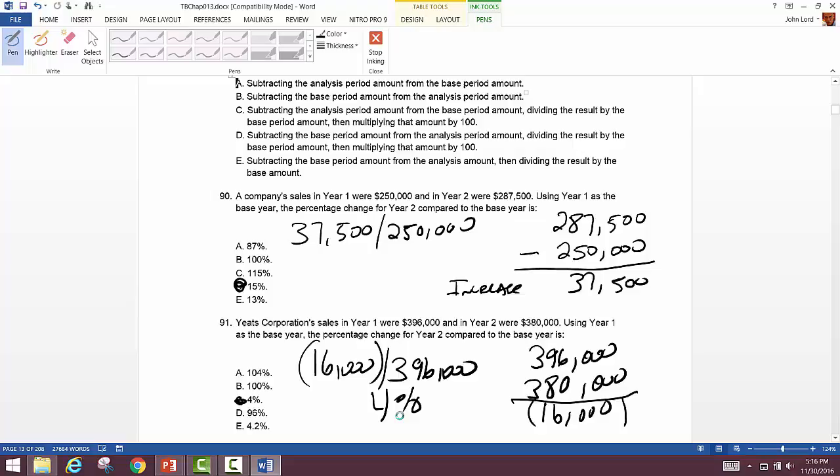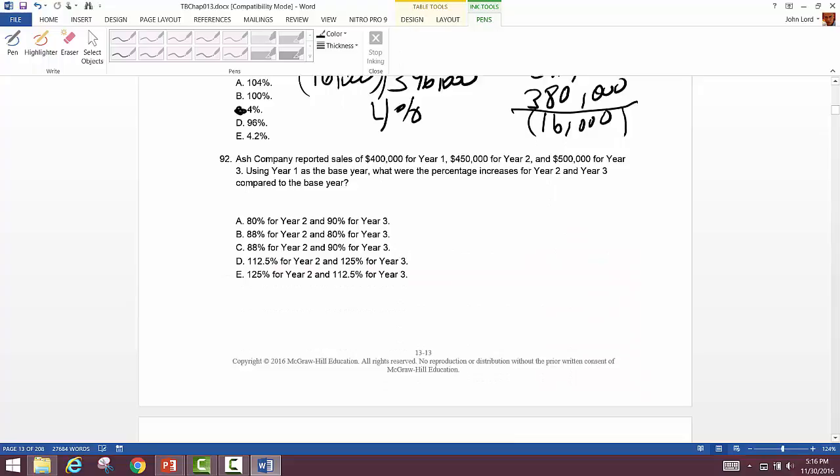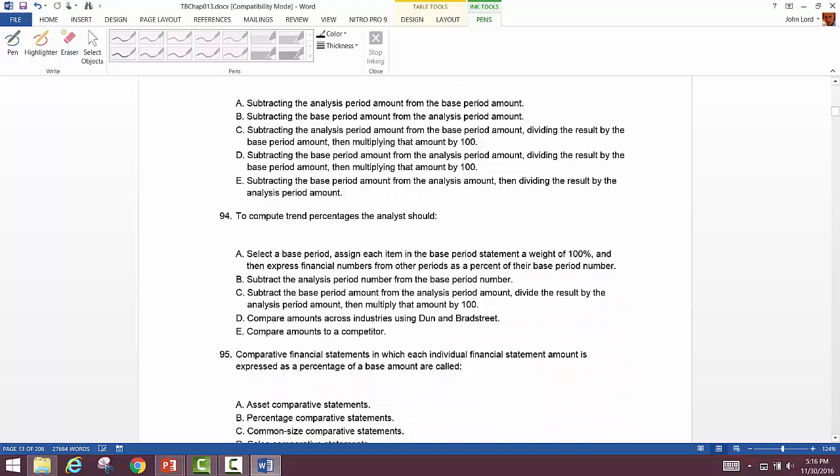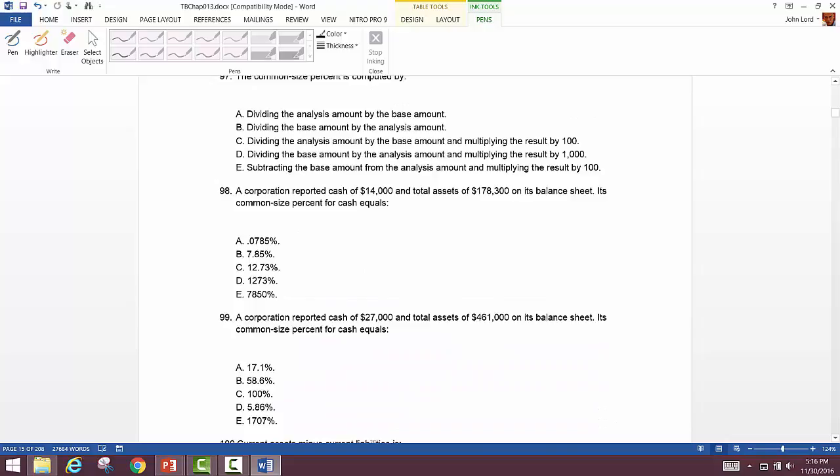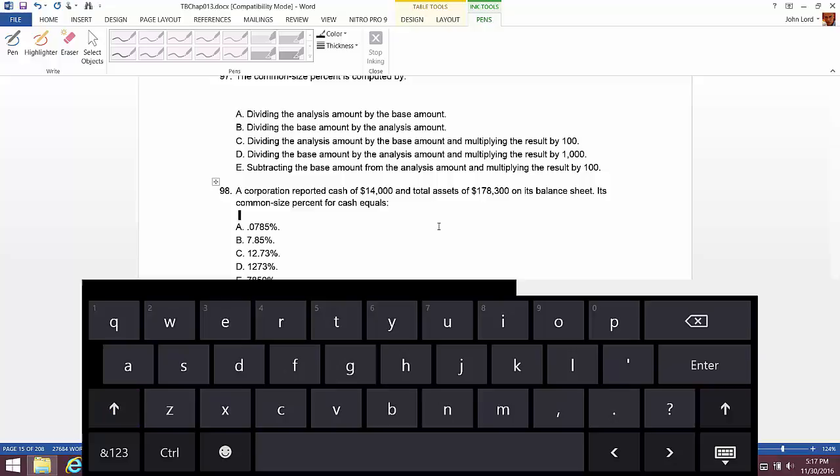Okay, all right. Let's see if we can find a different kind of one. A corporation reported cash of $14,000 and total assets of $178,300 on its balance sheet. Common size percentage for cash. Cash is a percent of what? The assets. I would probably change that up so that it doesn't use some jargon that I don't care if you know about, because everybody uses different jargon for different things.